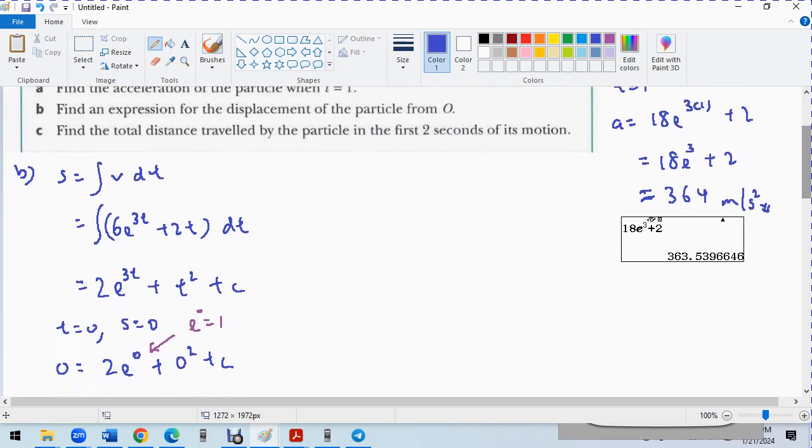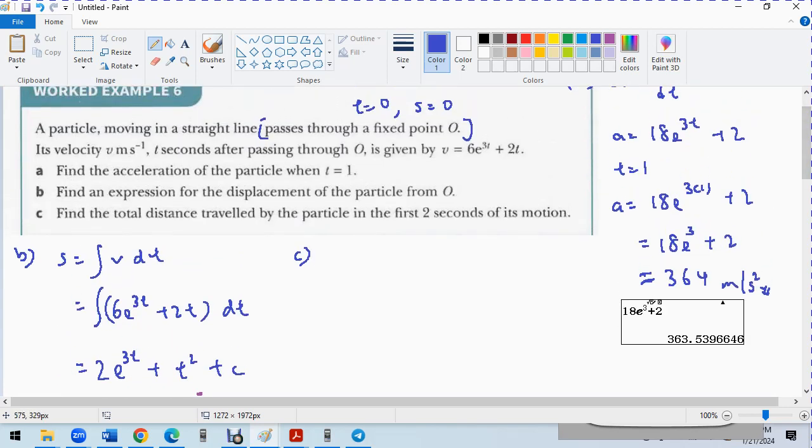C, find the total distance traveled by the particle in the first 2 seconds of its motion. So we must check whether it stopped or not somewhere before this. So when v equals 0, then we have 0 equal to 6e^(3t) plus 2t.